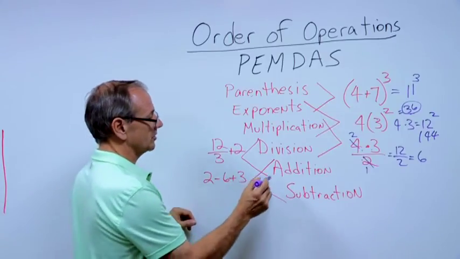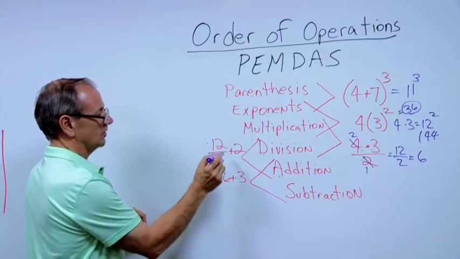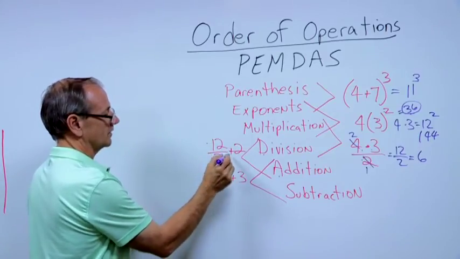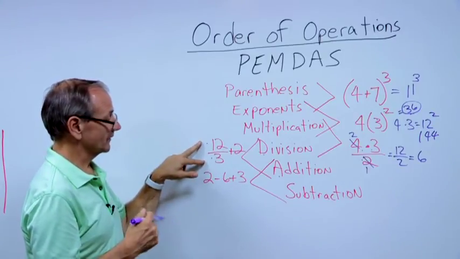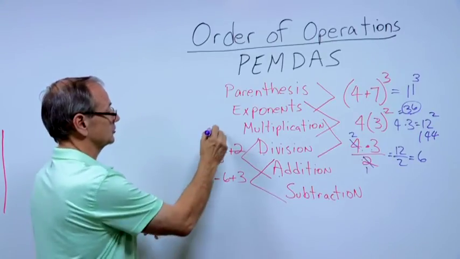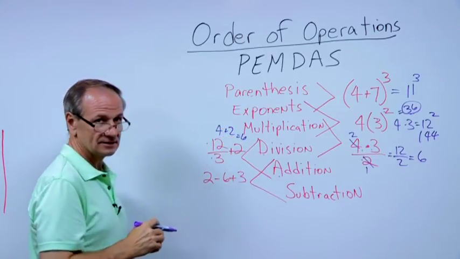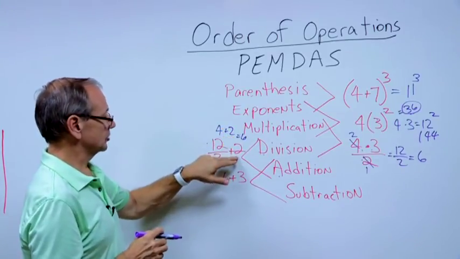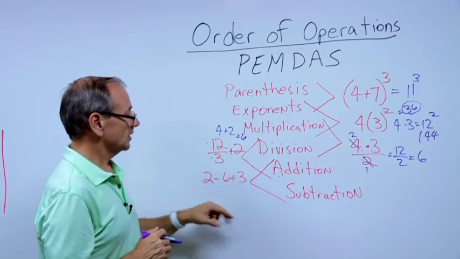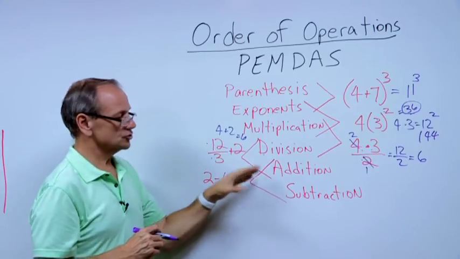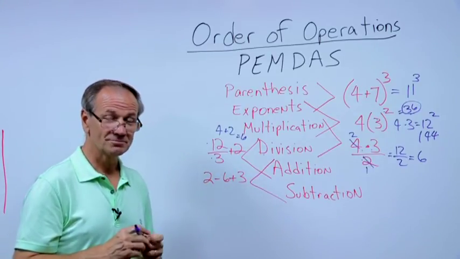Now if we compare division versus addition, if I had 12 divided by 3 plus 2, I would finish the 12 divided by 3 first, get that answer, which is 4, add my 2 to it, and then I get 6 is the answer. I wouldn't say 12 plus 2 and get 14 divided by 3. That'd be wrong.